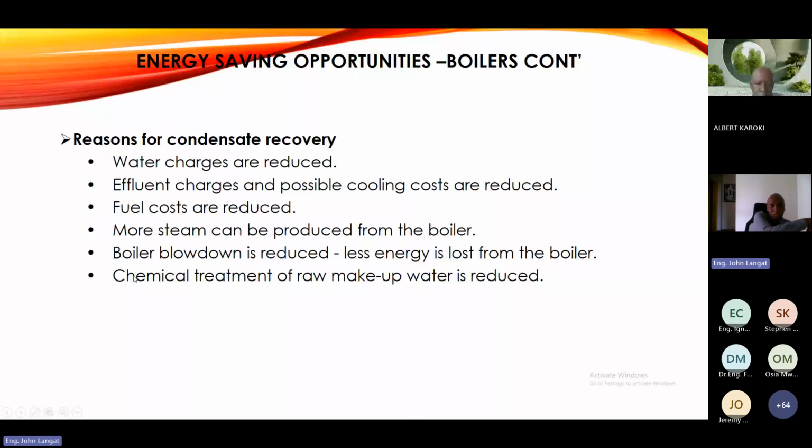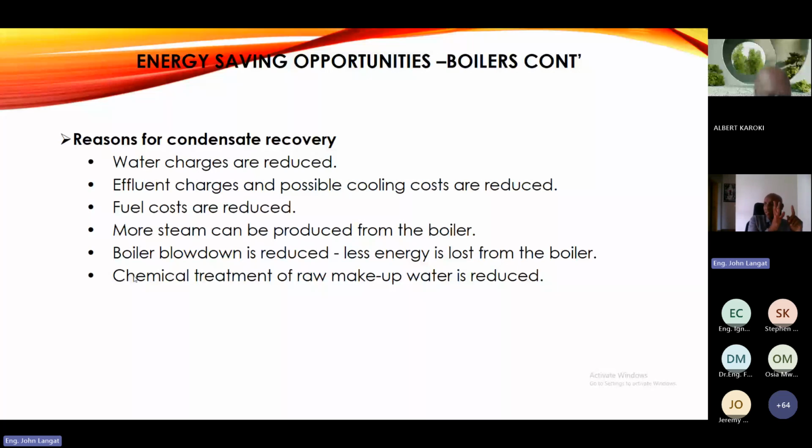So what are the reasons for condensate recovery? One is that you don't have to spend a lot of money purchasing water. Let me give you a good example. Most meat manufacturing companies use an open loop steam system. So you can imagine the amount of water they use inside the boiler and how much they are paying. We are in Nairobi, they are paying water bills. Condensate recovery reduces water charges.